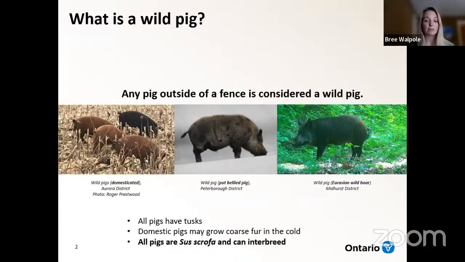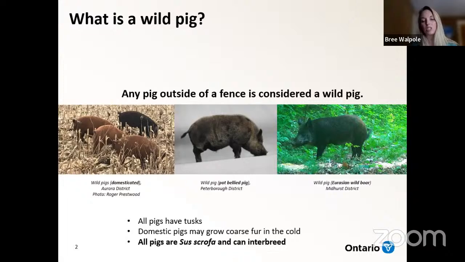All pigs belong to the same species, and they can all interbreed, so they really have very different phenotypes and characteristics. But we do sort of bucket them into three different categories, which I'll go through right now. First, on the image on the left-hand side of your screen is wild pigs from Aurora District. These pigs resemble escaped domestic pigs. You can see they have different coloration and that corkscrew or curly tail.